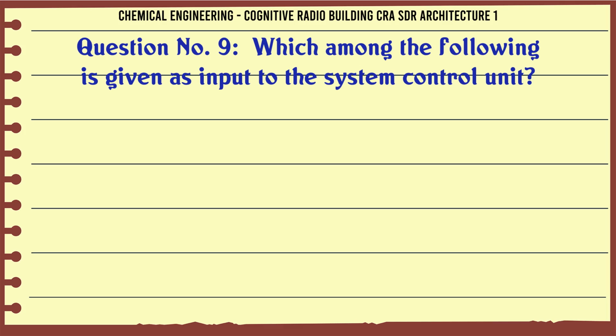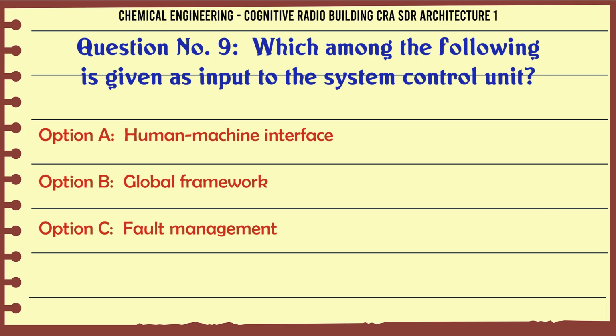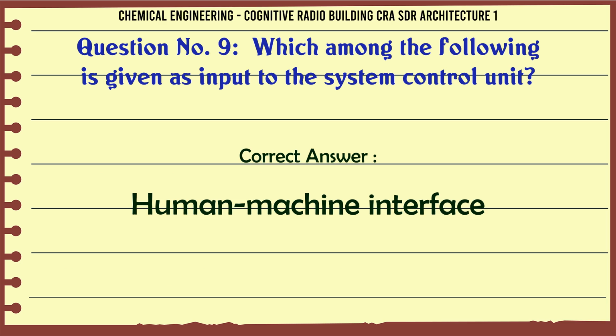Which among the following is given as input to the system control unit? A. Human-machine interface. B. Global framework. C. Fault management. D. Configuration management. The correct answer is human-machine interface.